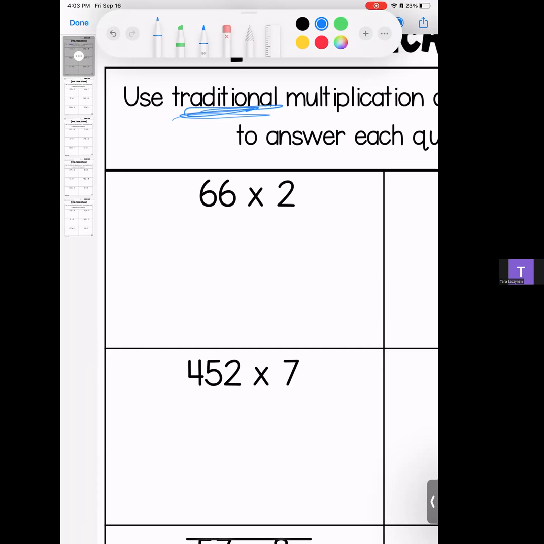Starting with 66 times 2, we stack it. Always starting with the ones place. 2 times 6 is 12. Drop your 2, carry your 1. 2 times 6 is 12. Add 1 is 13. 132.